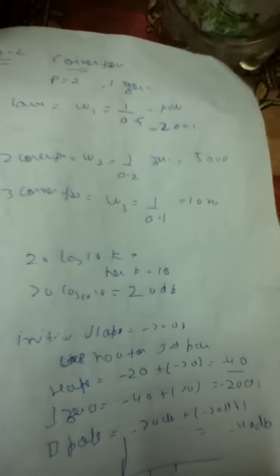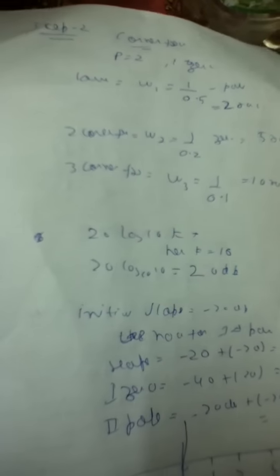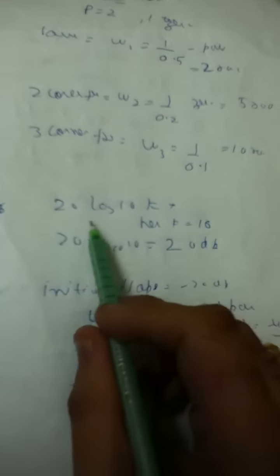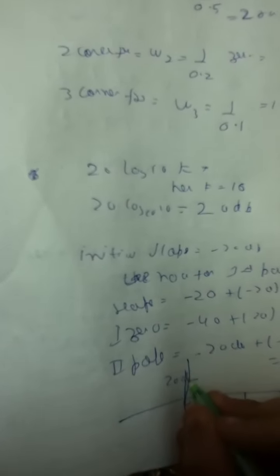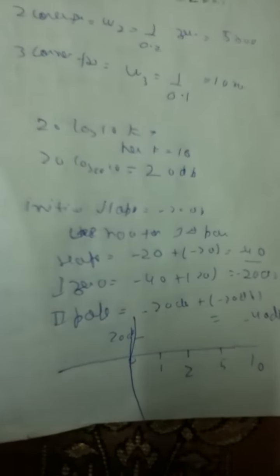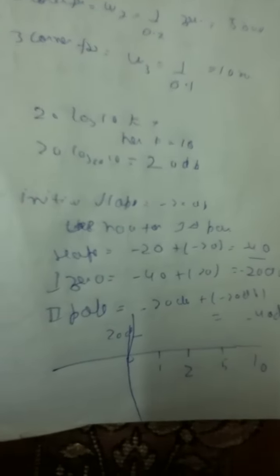Now mark the corner frequencies: 1, 2, 5 and 10. And our initial value, which we found as 20 log 10 of K, comes out to 20 dB. I told you this is the value from which we have to start our Bode plots. 20 dB is here. Okay, it's just a rough line. I'm just showing you how to mark Bode plots. There will be separate graphs for Bode plots, and it'll be an easy task for you to mark there.